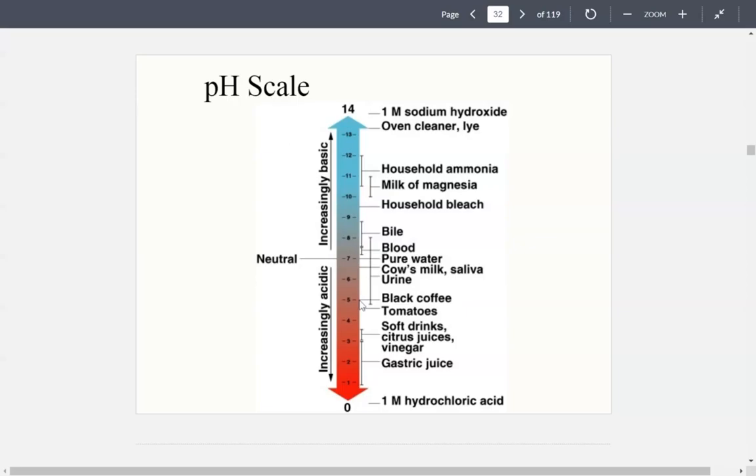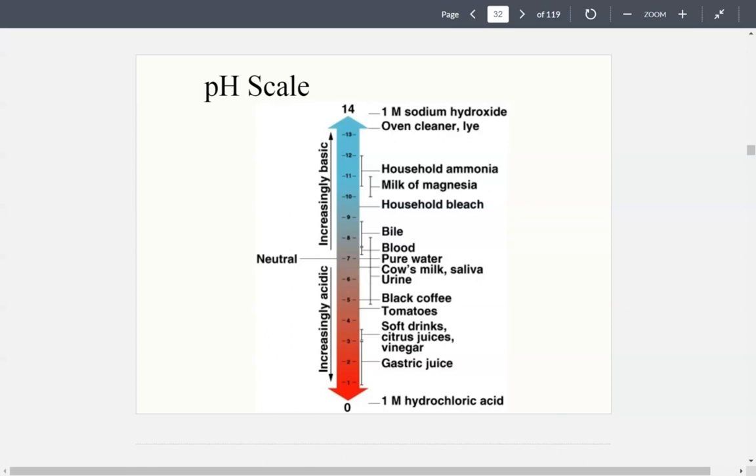Coffee, pH of 5. Tomatoes, 4.75. Our sodas, citrus juices, and vinegar are somewhere in about the 3 to 3.5 range. They're all really close together. Here's our gastric juice, a hydrochloric acid. Coming up on the basic side here, if you're looking at this, bile. Bile is one of the most basic things in our body. Everything else is slightly acidic.